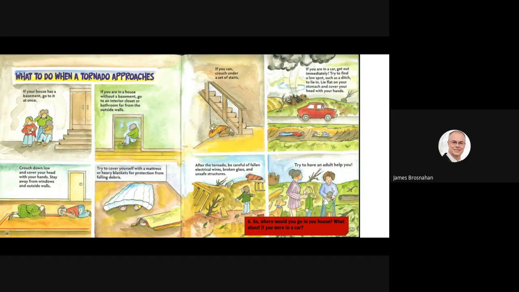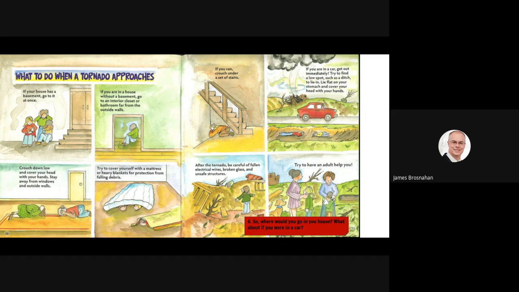What to do when a tornado approaches? If your house has a basement, go to it at once. If you are in a house without a basement, go to an interior closet or bathroom far from the outside walls. Crouch down low and cover your head with your hands. Stay away from windows and outside walls. Try to cover yourself with a mattress or heavy blankets for protection from falling debris. If you can, crouch under a set of stairs.